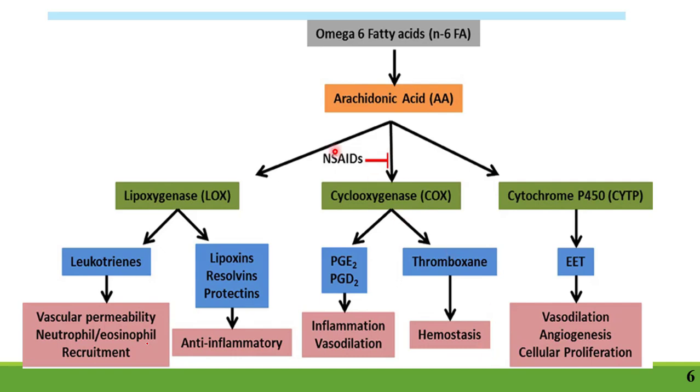The other pathway for arachidonic acid is lipooxygenase. Lipooxygenase produces lipoxin and leukotriene. Lipoxin also acts as an anti-inflammatory factor, and leukotrienes are important in vascular permeability and neutrophil and eosinophil recruitment.